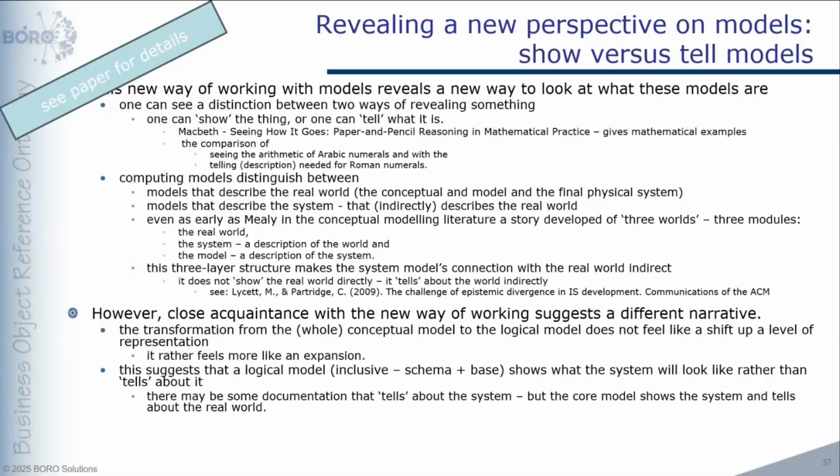If you look at Arabic and Roman numerals, when you try to do arithmetic with Arabic numerals, you're showing what goes on. You can see what's going on. You move it around. You try to do the same thing with Roman numerals and you can't, because it's telling you what's going on. And I think one of the strengths of the conceptual model is that you're trying to show the world rather than tell about the world.